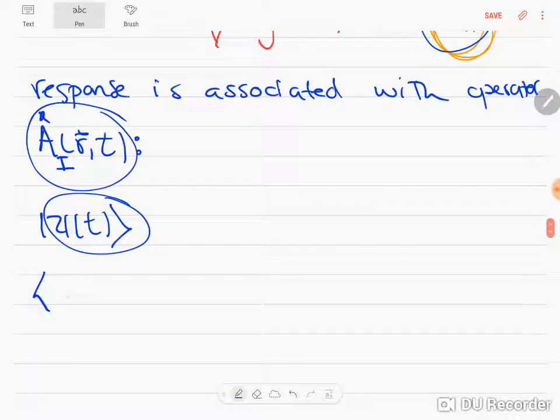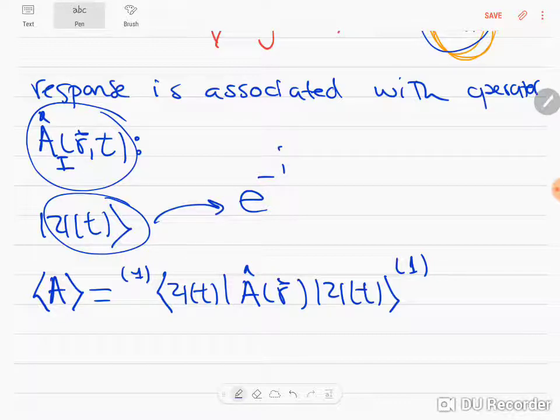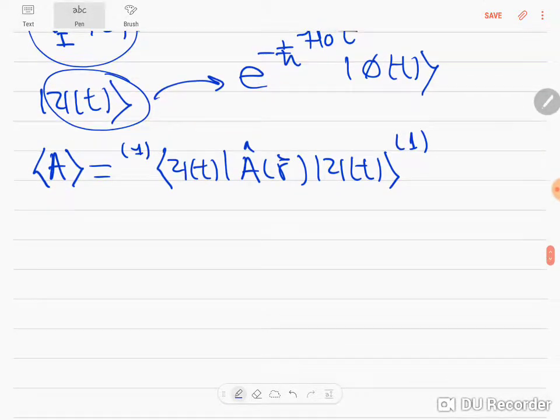Okay, so we write the expectation value of A, to first order, as the bra-ket psi of t, A sub r, psi of t, to first order. Now if we replace psi of t, which is equal to e to the minus i over h bar H0 t times the state phi of t, then what we end up with is the following.